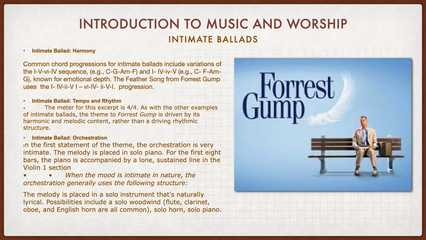When the mood is intense, the orchestration usually becomes like this. The melody is placed in multiple upper string sections, doubled in octaves. This includes combinations of violin, viola, and cello. It can be, but not always, doubled in the high woodwinds, possibly flute, oboe, and English horn. Counter melodies are common in this context.